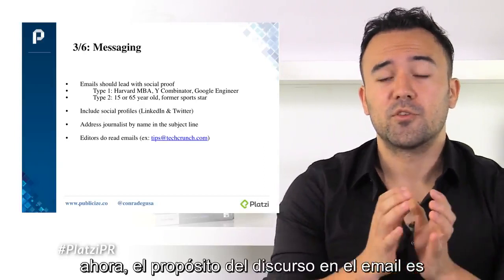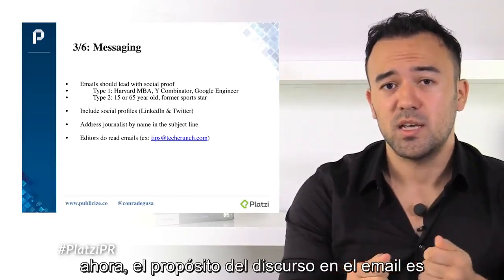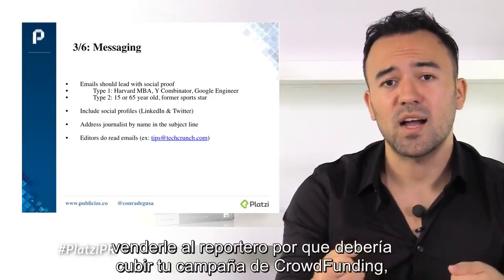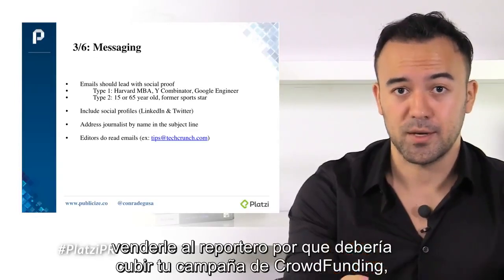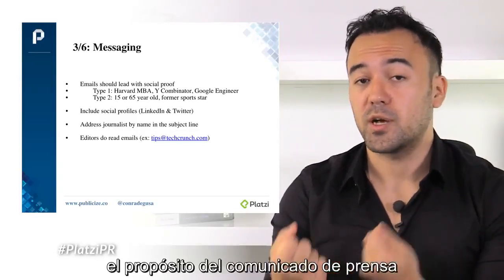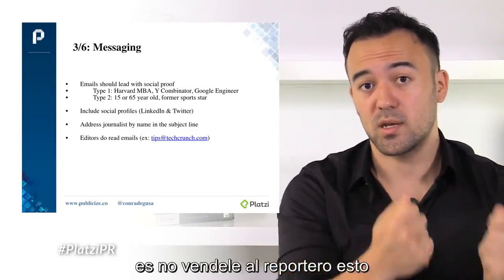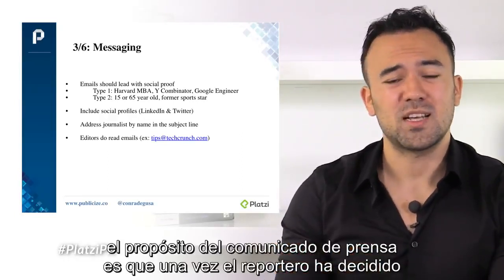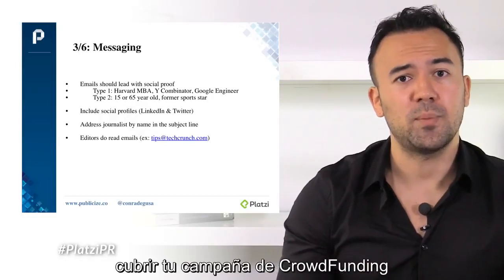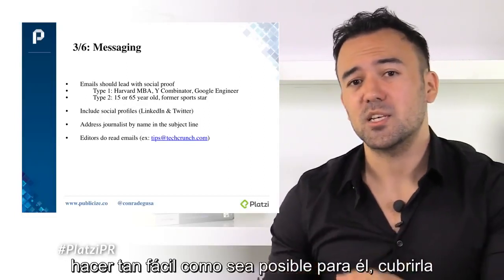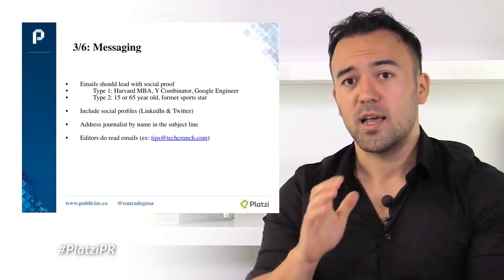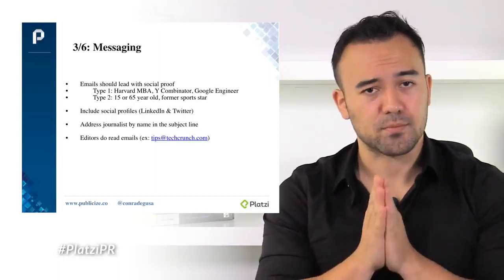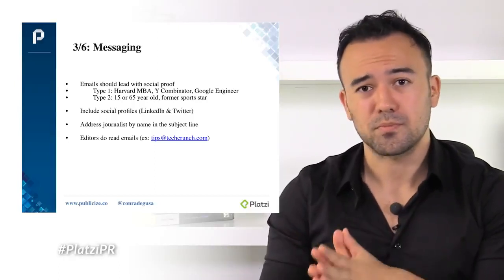documents. Now the purpose of the email pitch is to sell a journalist on why they should cover your crowdfunding campaign. The purpose of the press release is not to sell a journalist on this. The purpose of the press release is that once a journalist has decided to cover your crowdfunding campaign, to make it as easy as possible for them to do so. And I want to explain a secret about why this is important.